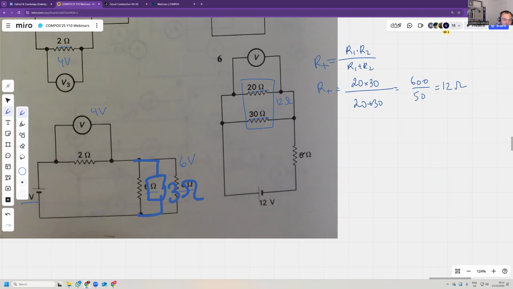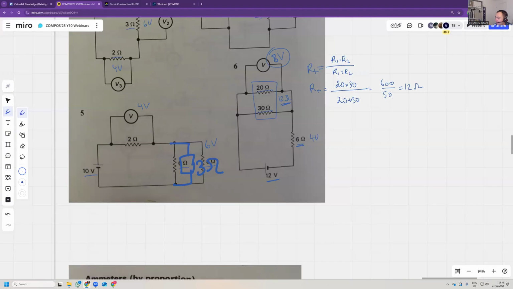This is 12 ohms. So this is 12 and 6. So the proportion is 2 to 1. So that's 8 volts, and this is 4 volts. So the answer is 8 volts. Hope that makes sense.